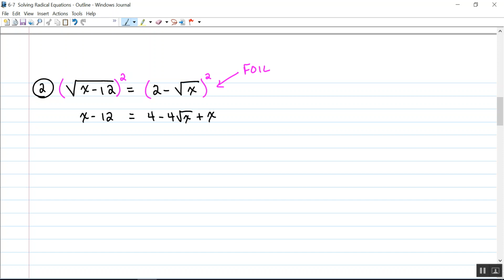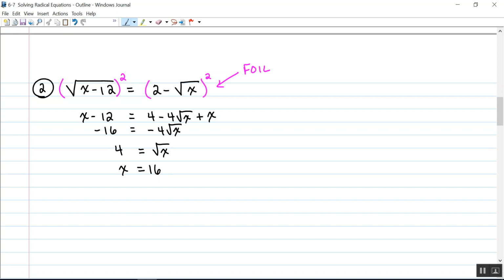Okay, now I have an equation that has a radical in it, so let's get that all by itself. Let's subtract 4 on both sides and subtract x on both sides. So that's going to give me negative 16 equals negative 4 square root of x. Dividing both sides by negative 4, I'll get 4 is equal to the square root of x. And now squaring both sides, x equals 16.